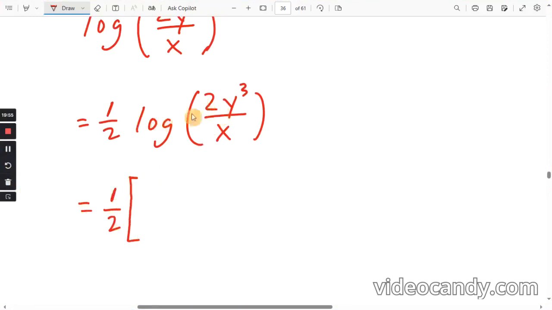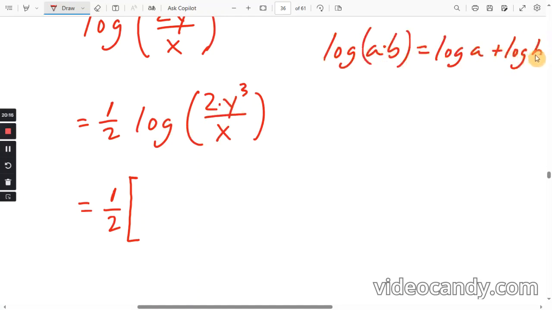Right here we have the log of 2 times y to the third. So we're going to use the product rule. Okay, log of 2 times y to the third. Remember that the log of a times b is log a plus log b. All right, so a times b, it's going to be the log. We're going from this to this right here. We're trying to break it up. So it's the log of 2 plus the log of y to the third.